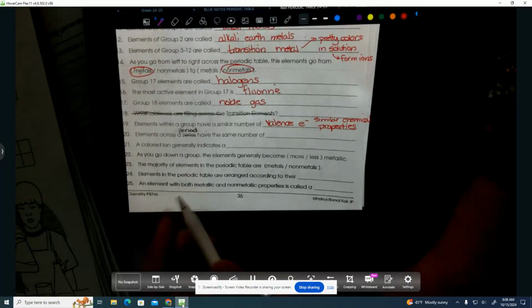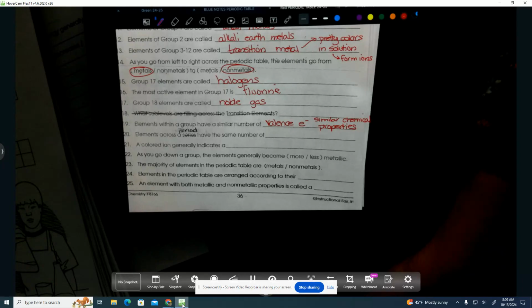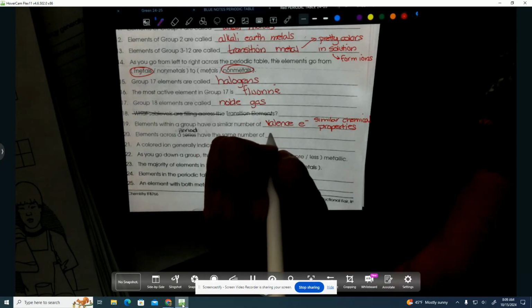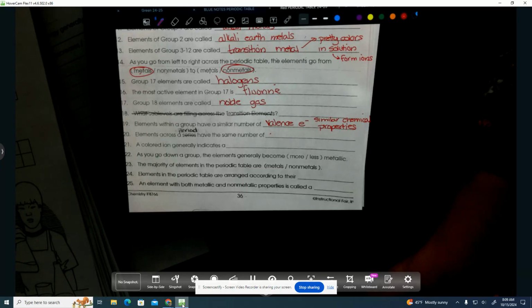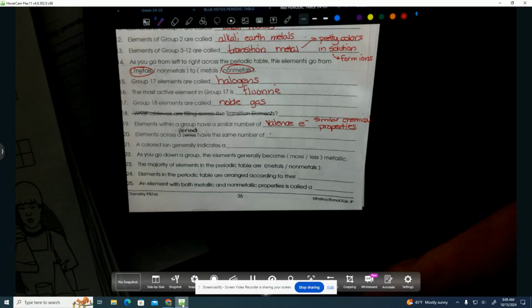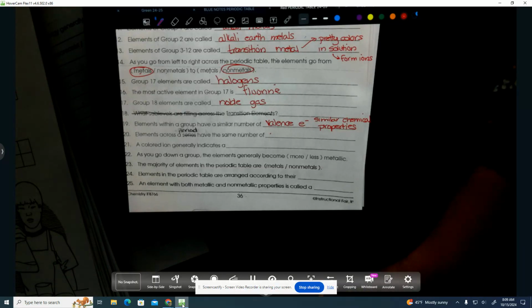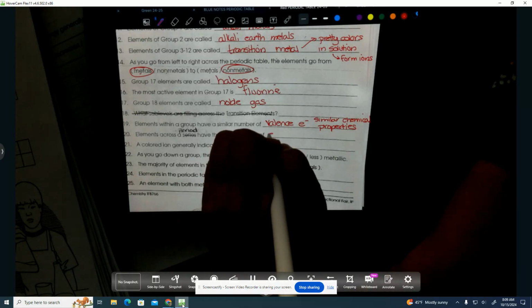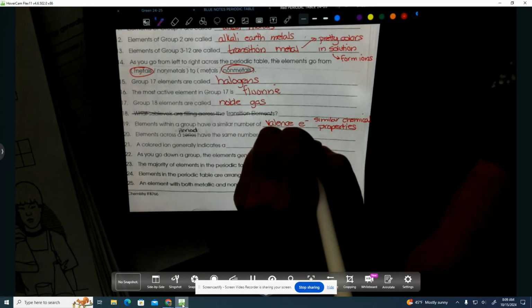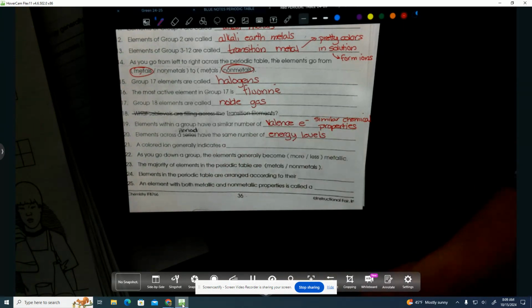All right, elements across a period. They called it a series, but periods is what the Regents calls it. So as you go across a period, what do they have the same number of? Christina, what do you think? Do you think anything? She doesn't think anything. Okay, we need to send out an SOS. Ange, go. They have a similar number of energy levels.